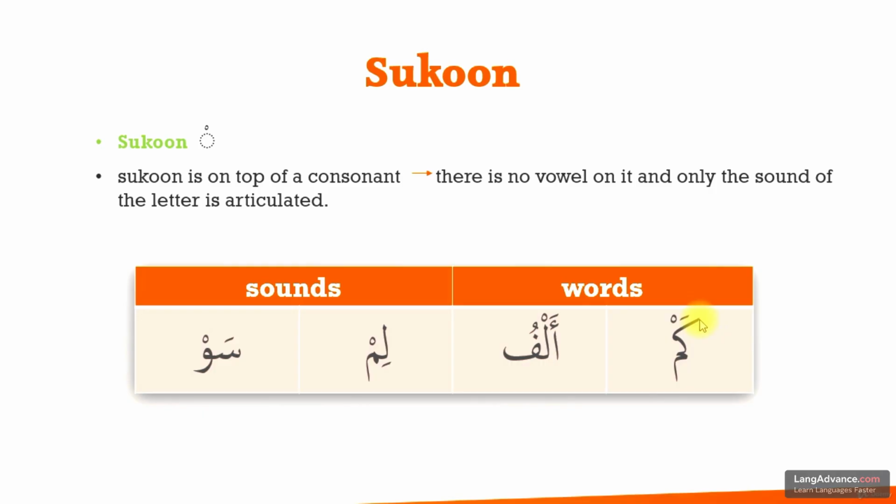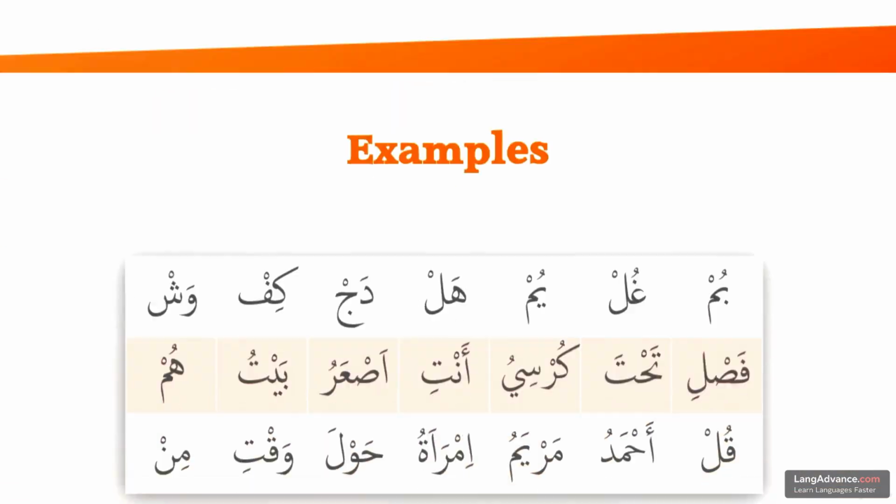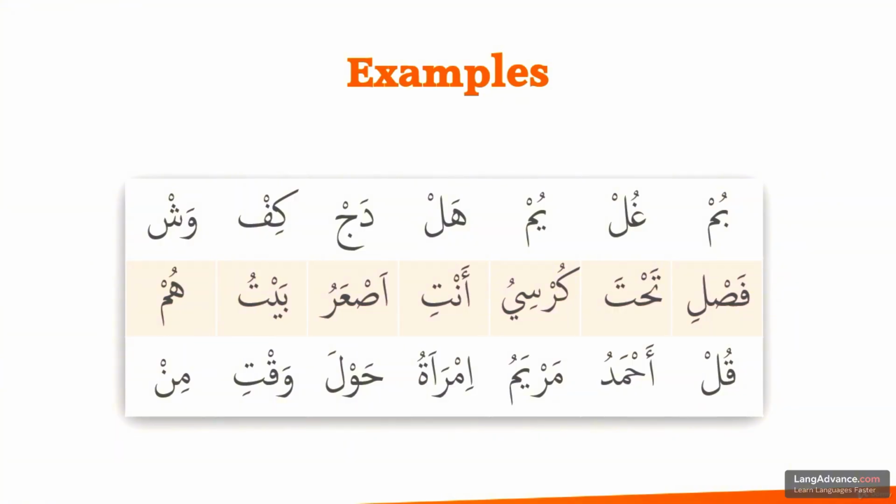And this one we have two letters, kaf and mim. On the kaf we have fatha. On the mim we have sukun. Kaf and the fatha is ka, and mim with the sukun is m. The whole thing is kam. And sukun means static. Here are some examples.